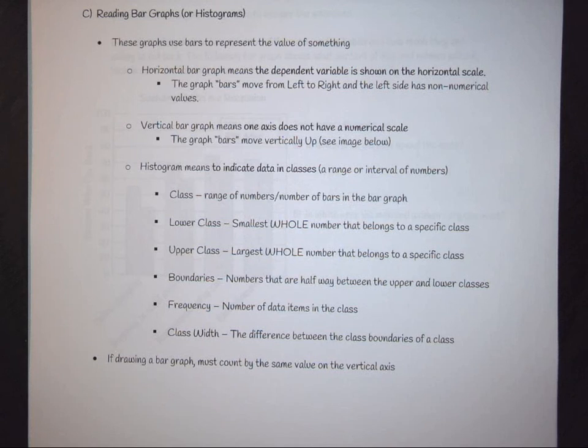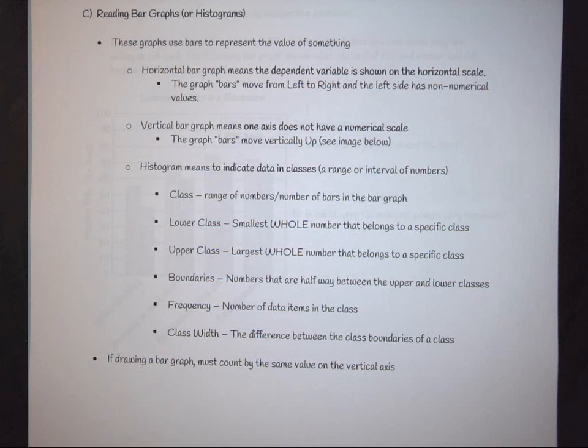A vertical bar graph essentially tells you that one of the axes does not have a numerical scale. The bars are going to move up and down. Okay? A histogram indicates data in an actual class, which is a range or interval of numbers. And then we have a few definitions that we have to keep in mind. First, a class. Class means the range of numbers, okay, i.e. the range of the numbers in your bar graph.